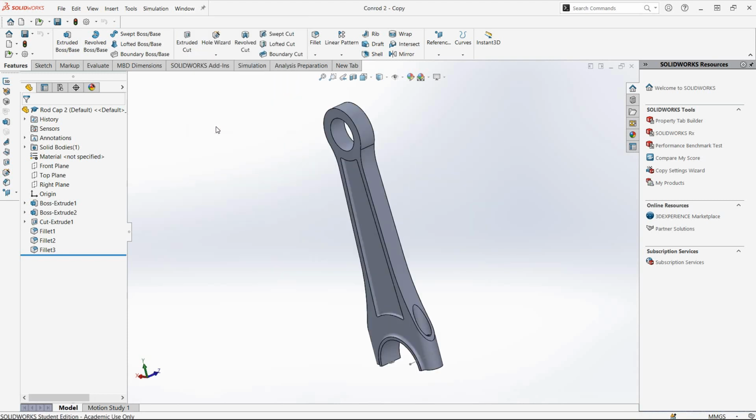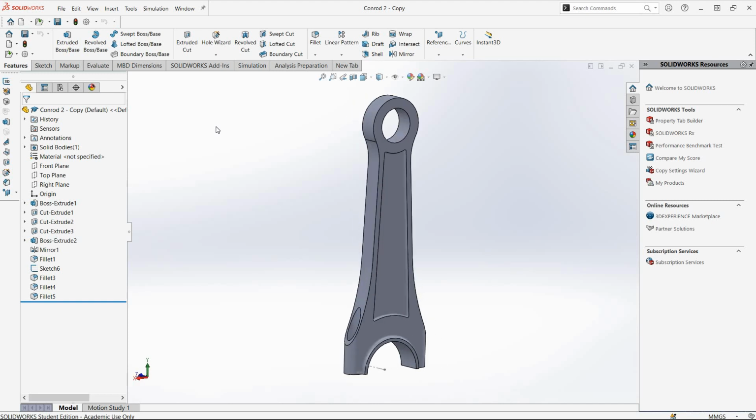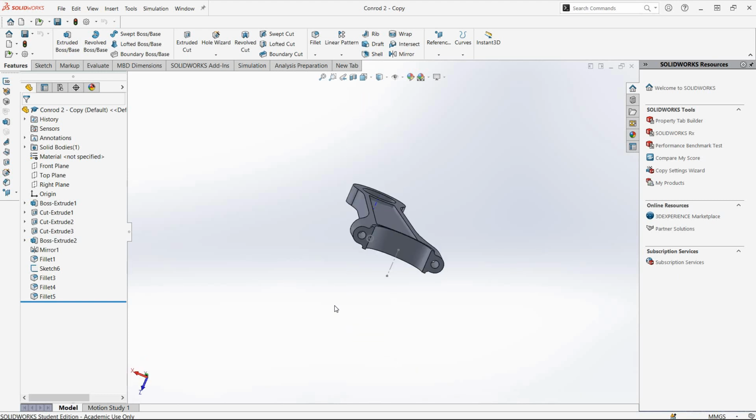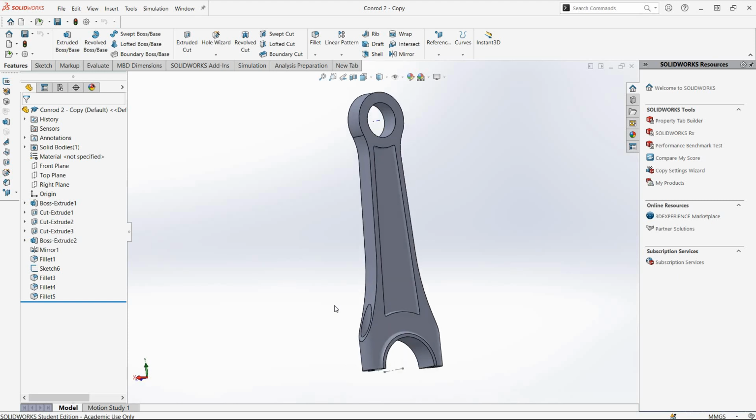Conrod, here we go. Sorry. This guy is the connecting rod. This is essentially what connects the crankshaft to the piston. It's a simple design, really. Not real much to it, but it's pretty good. It didn't take too long to model. But yeah, that's essentially what it does.